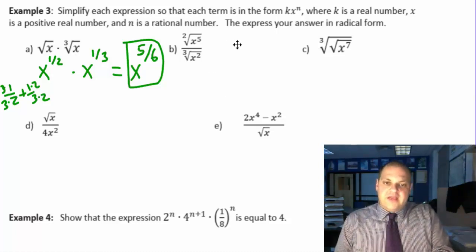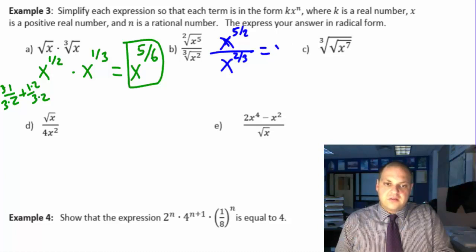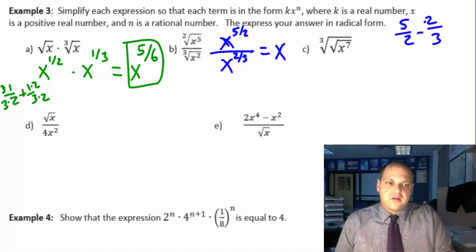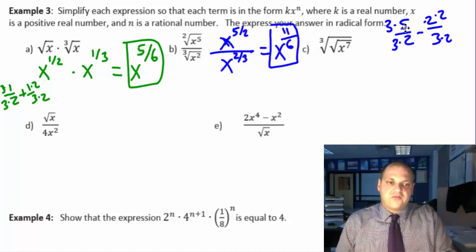Next one, this would be x to the 5/2 divided by x to the 2/3. And that's going to be x to the 5/2 minus 2/3. Times 3, times 3, times 2, times 2. 15 minus 4, so 11. 11/6. So x to the 11/6. And that's the kx to the n form.